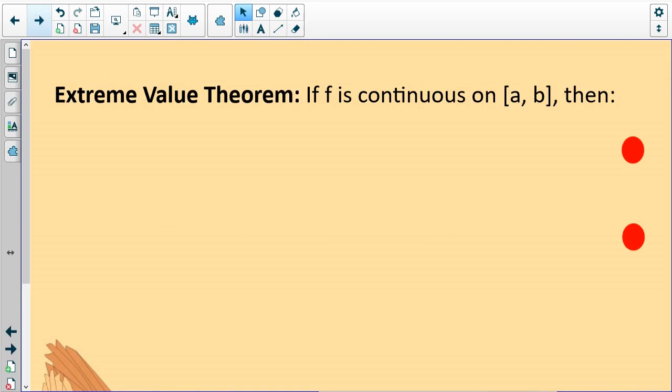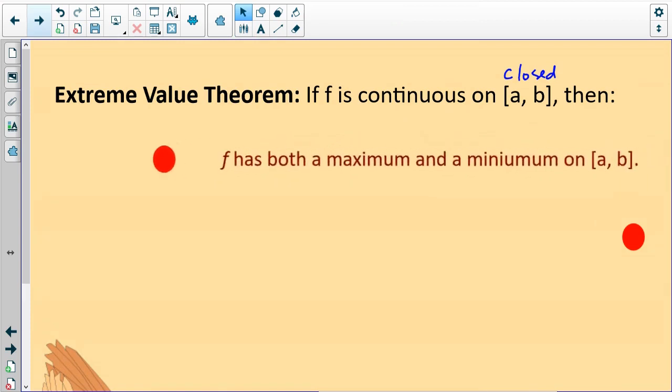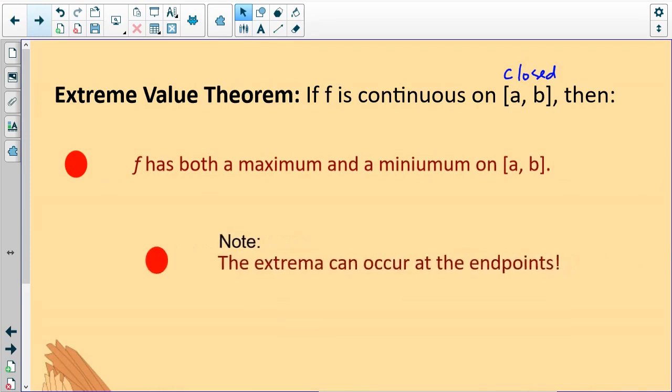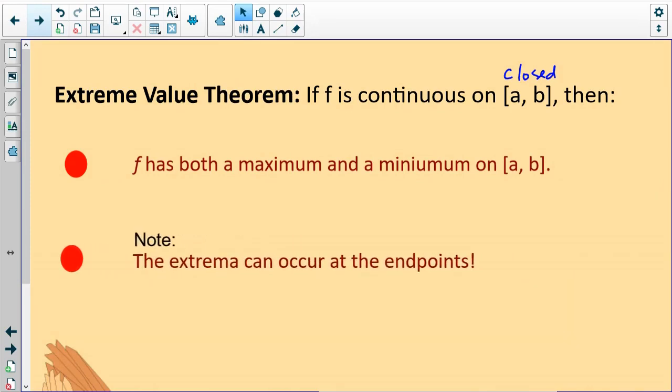The extreme value theorem states the following. If a function is continuous on a closed interval a to b, so note that this is a closed interval, then the following thing is true, and then there's a note. First, f, the function, has both a maximum and a minimum on the closed interval [a, b]. And we want to note that these things that are called extrema can occur at the endpoints.